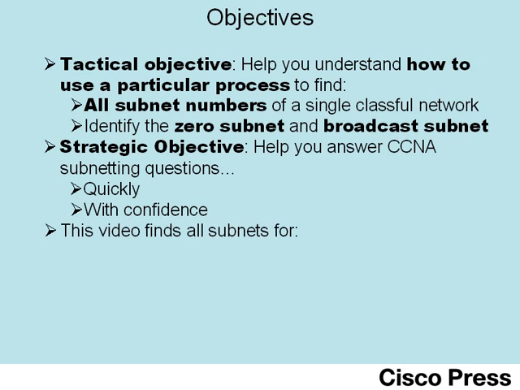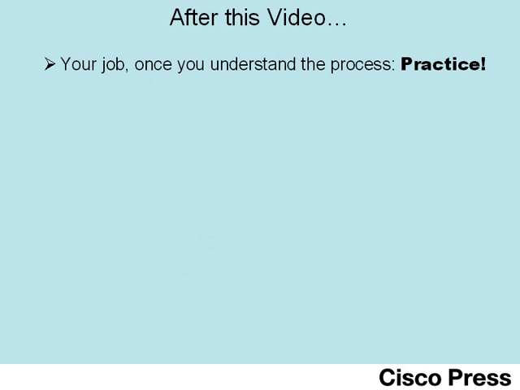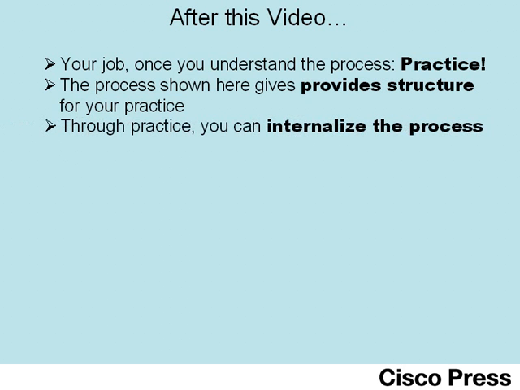This particular video shows how to find all the subnets of Class B network 128.200.0.0 using mask 255.255.224.0. Once you finish watching this video, your job is to practice. The process you see in this video just gives you structure so that you can begin to learn through practice. Once you practice enough, you can internalize the process.